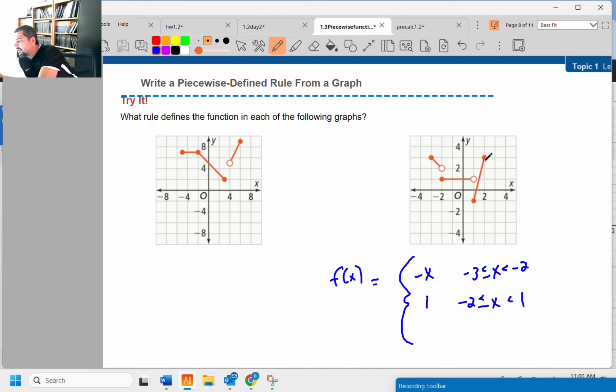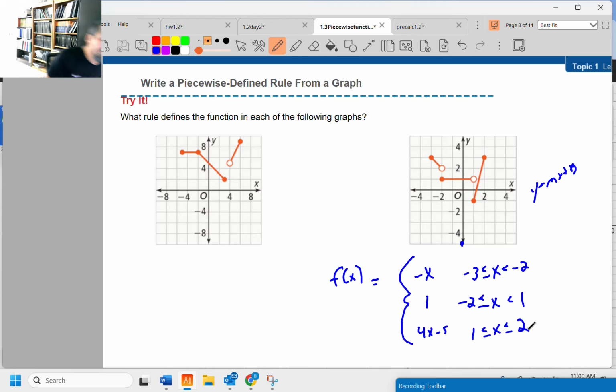The next piece I have is this guy. It looks to me like, if we work from right to left, it's falling 4 and running 1. And think about y equals mx plus b, kids. Rise 4, run 1, 4x. We would cross at -5. And it is valid from 1 to 2 on x. 1 less than or equal to x less than or equal to 2.